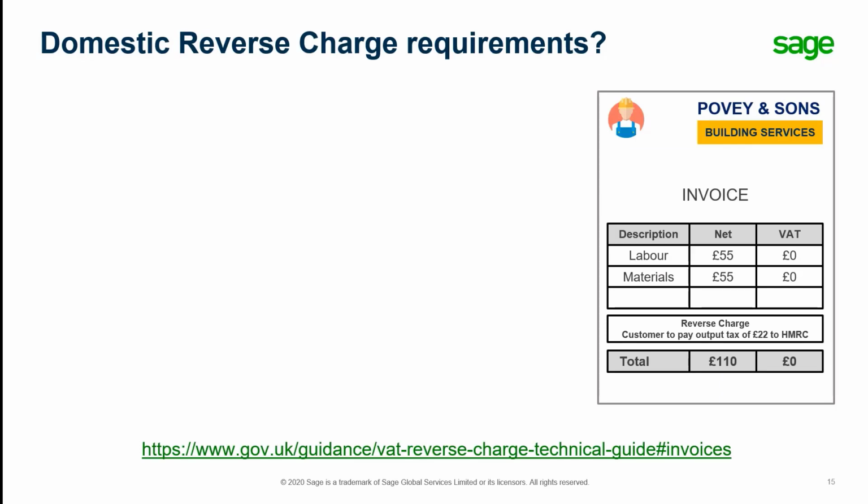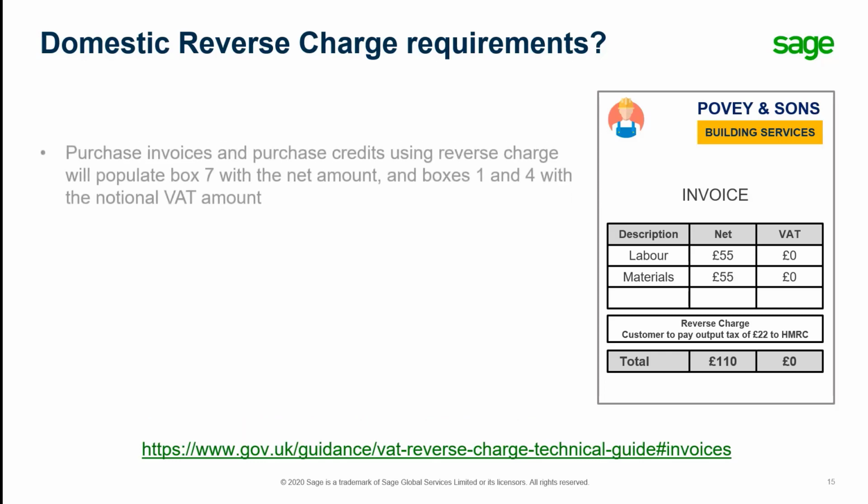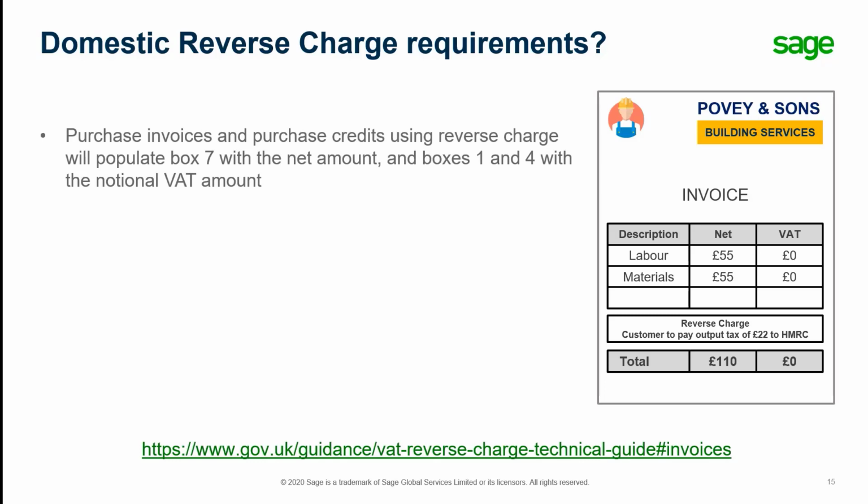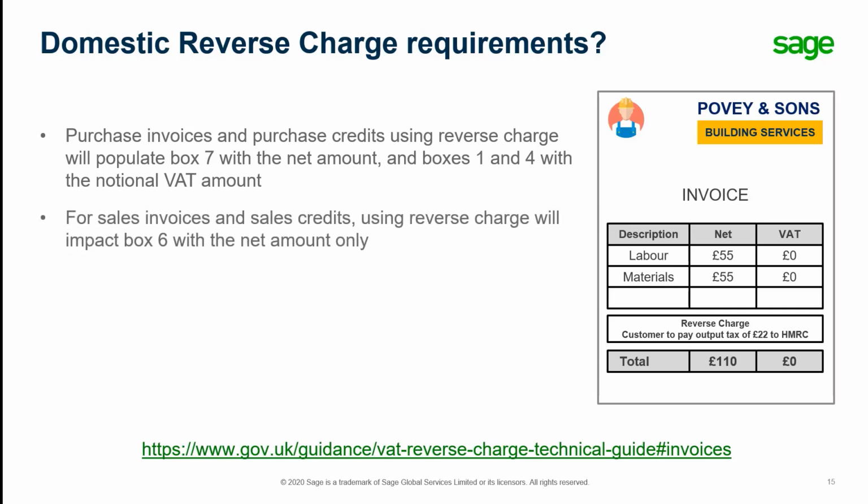So what do HMRC want to see occurring when processing domestic reverse charge transactions? So first of all, for your purchase invoices and purchase credits, they would use reverse charge and implement the notional VAT, so the net amount would show in box 7, and boxes 1 and 4 will hold that notional VAT amount. For your sales invoices and sales credits, reverse charge will only impact box 6 with the net amount only, so there's no notional VAT at this point.